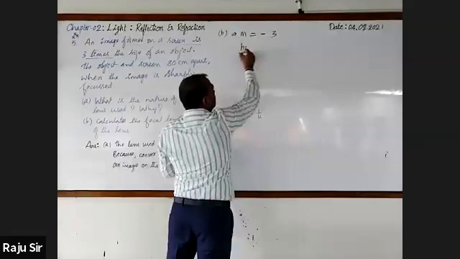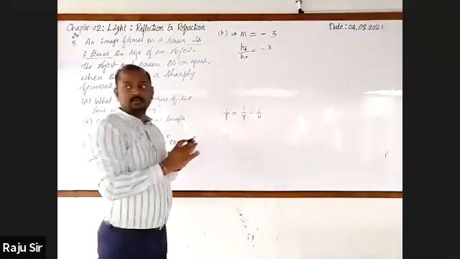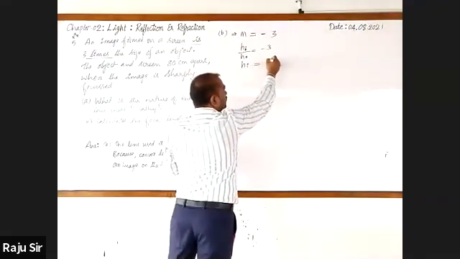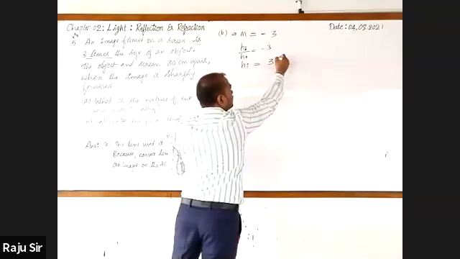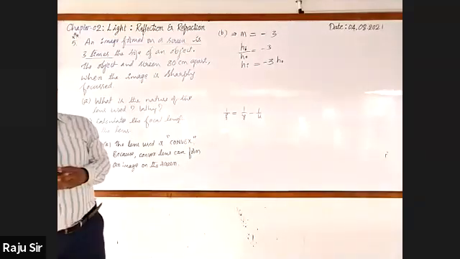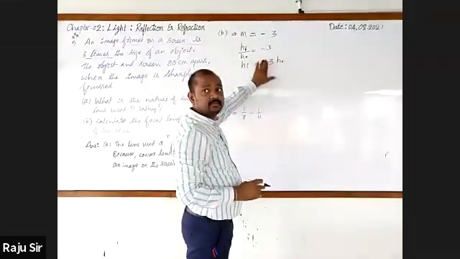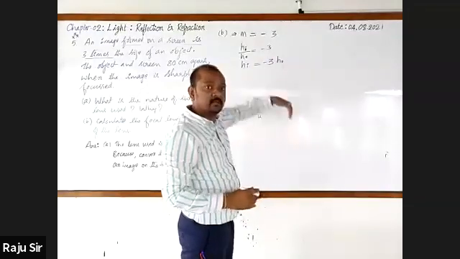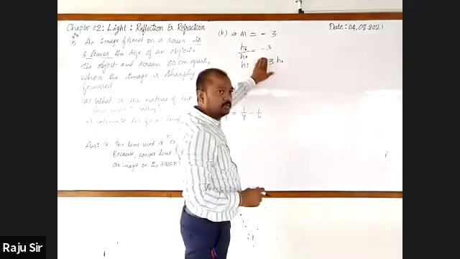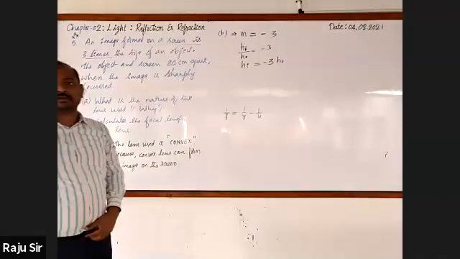In general, you should understand it as hi by h naught is equal to minus 3. Then the size of the image is equal to 3 times the size of the object. It will be written like this. You should not think it as minus 3 h naught. Here the image formed is inverted, so negative has come. hi is equal to negative 3 h naught. This is to be read separately. Don't write anything.